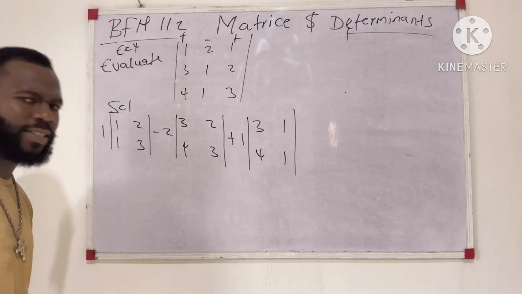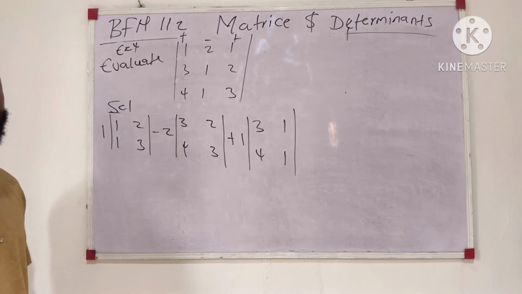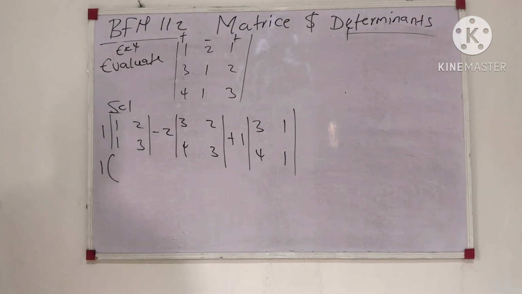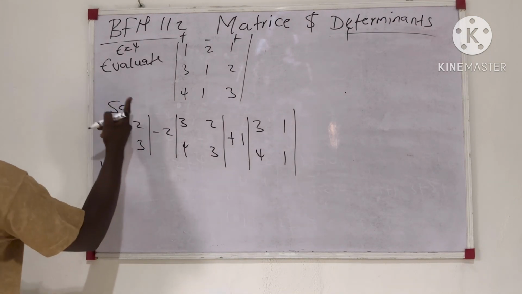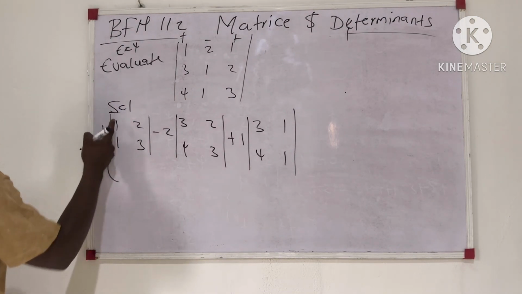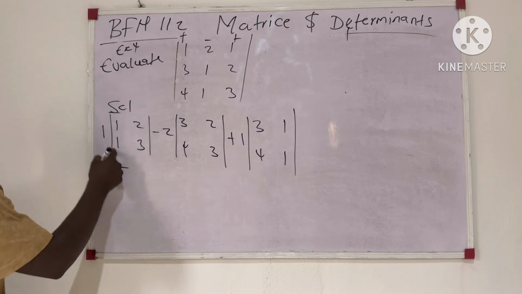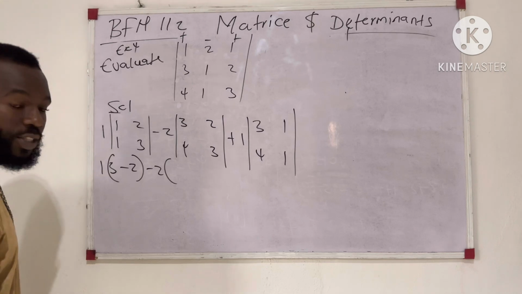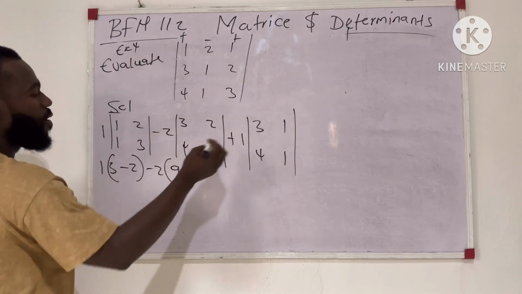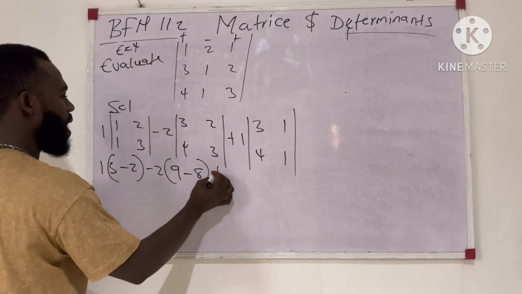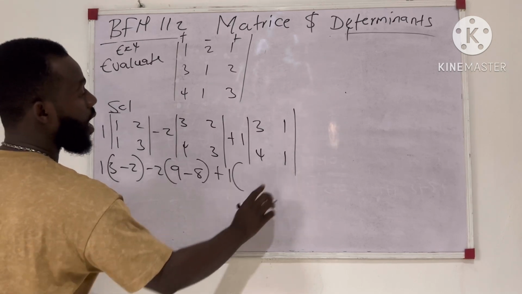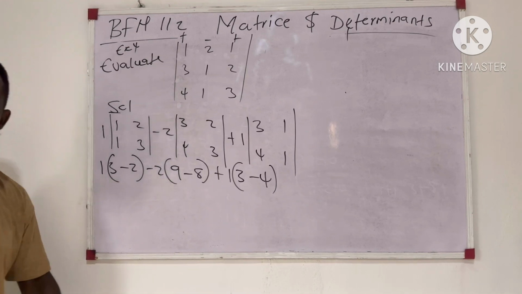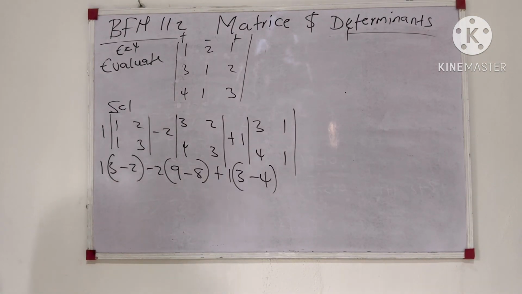So in a 3 by 3 determinant, you can find the 2 by 2 determinants in it. So here becomes 1. Again, how did we solve a 2 by 2 determinant? This multiplied by this, minus this multiplied by this. Now 1 times 3 gives us 3, minus 2 times 1 gives us 2. Then minus 2 into bracket, 3 times 3 gives us 9, 4 times 2 gives us 8, plus 1 into bracket, 3 times 1 gives us 3, 4 times 1 gives us 4. Simple, very simple. Now let's work with the brackets.